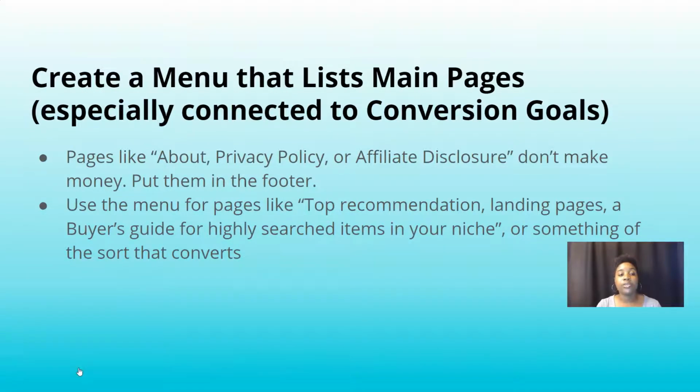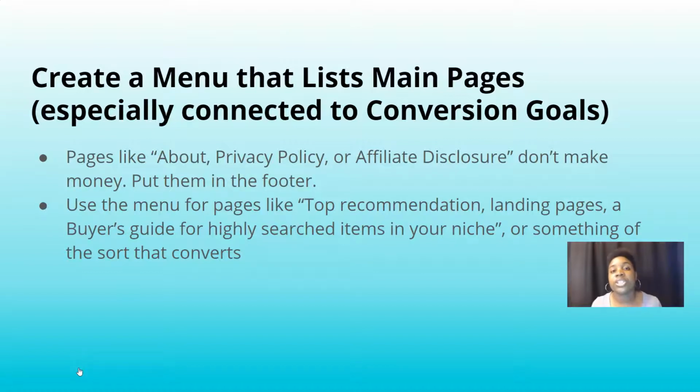Now you want to create a menu that lists the main pages on your site, and I like to recommend for people to make those menu pages especially connected to their conversion goals. So if you have pages like your about, your privacy policy, or your affiliate disclosure, those pages don't necessarily make you money. And so when you have those pages in your top level menu, it just takes people away from the overall conversion goal, which is usually the goal of the website.